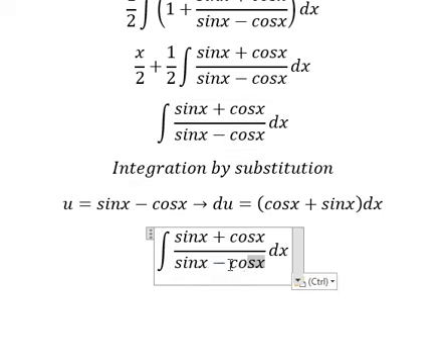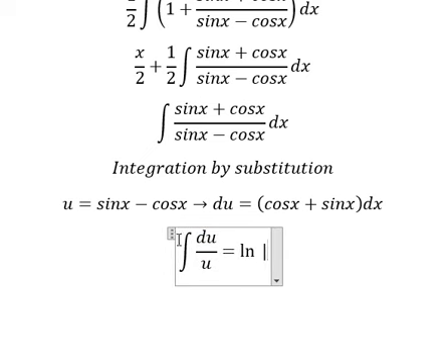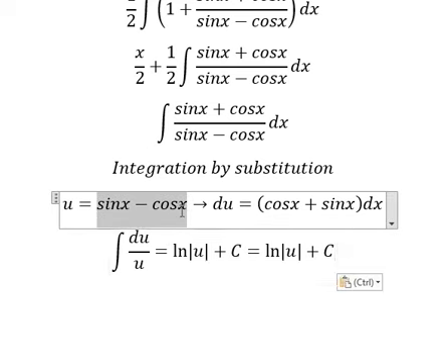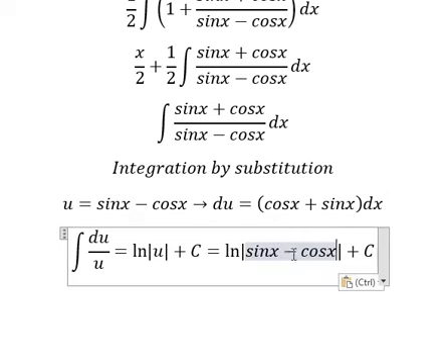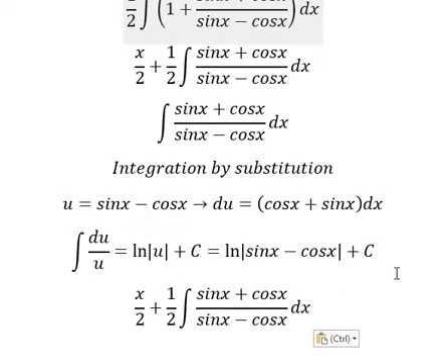This one we change for u. This one we change for du. The integration of this one we have like this. About u, that is about this one. And now we got the final answer.